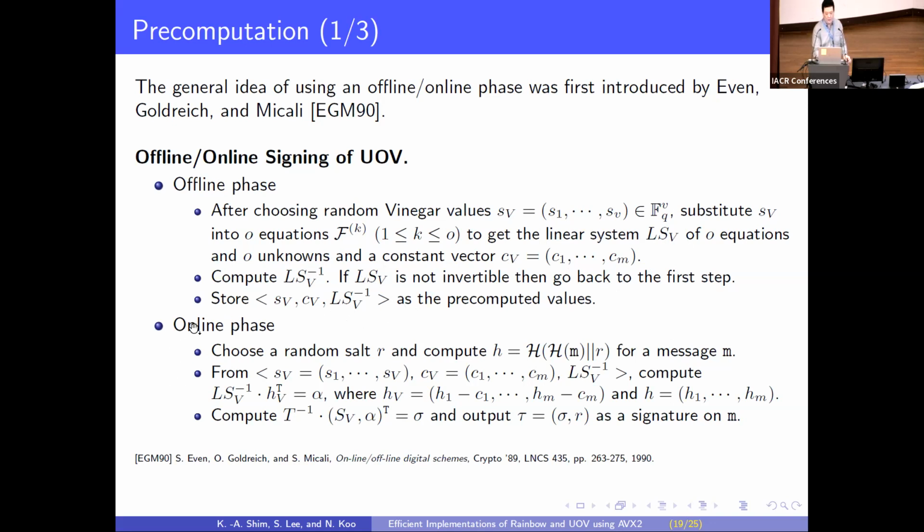In the online phase of UOV, for a randomly chosen salt R and hash value H, using this pre-computed value, compute alpha like this, and we compute sigma like this, then this is a signature for message M.